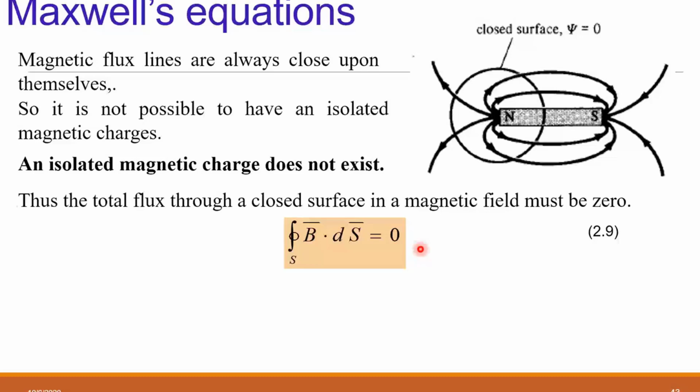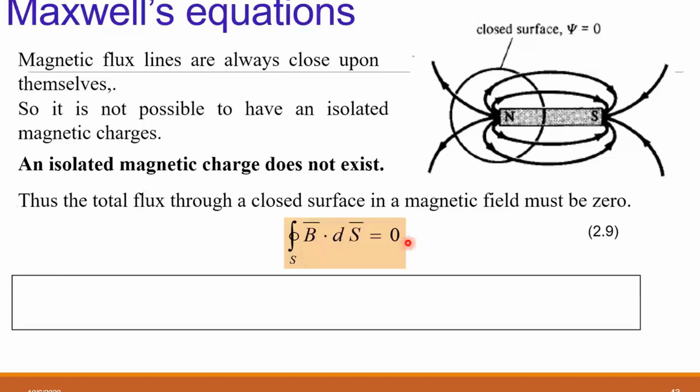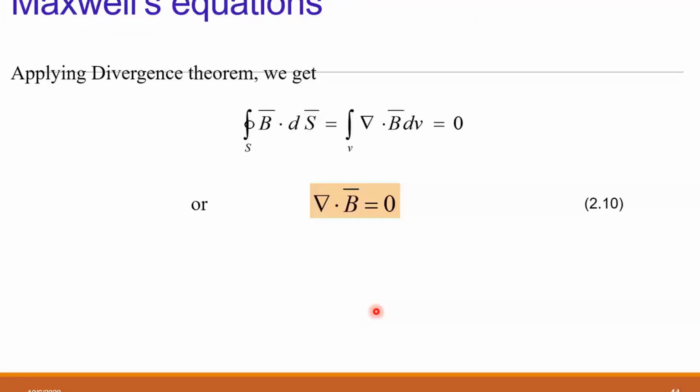So if you consider a closed surface like the previous case, whatever flux lines go outside because of the magnetic field will come back to the same surface, because they have closed paths. Because of this, the closed integral of B bar dot dS bar is equal to 0. That we have already seen. This equation is known as the law of conservation of magnetic flux, or Gauss law of magnetostatic fields.